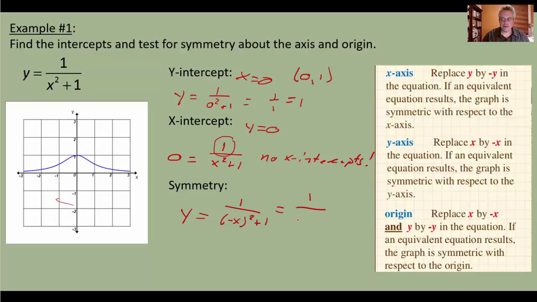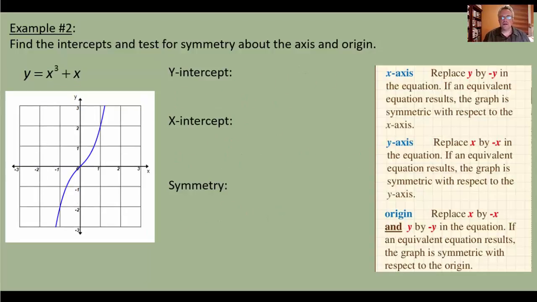Kind of lost my place here. There we go. Having a little trouble today. Now, when I replace x with minus x, it turns out that the equation simplifies to be the same thing. So if I put minus x in, I get the same thing as if I put x in. For instance, if I put 1 in, I'll get this value right here. But if I put negative 1 in, y equals the same thing. So I have symmetry about the y-axis. Again, I use the middle test here. Alright, let's move on.